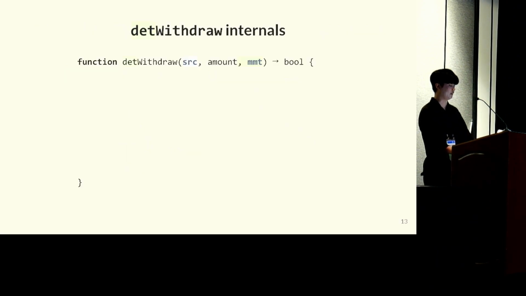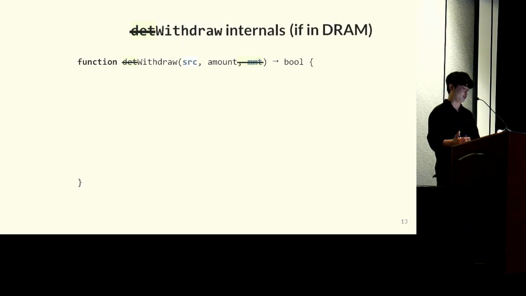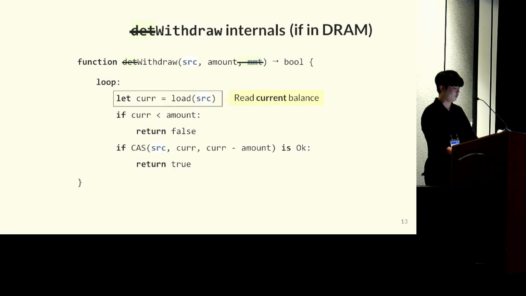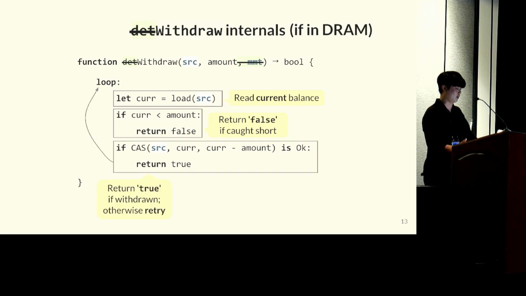But before that, consider the pure lock-free version of the withdrawal function, unconcerned with detectability, which may look something like this. It first loads the source balance, then compares it to amount. If the balance is not sufficient, it cannot withdraw and returns false. Finally, it subtracts amount from source.